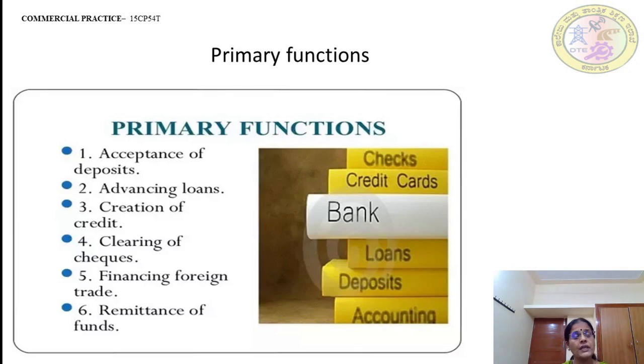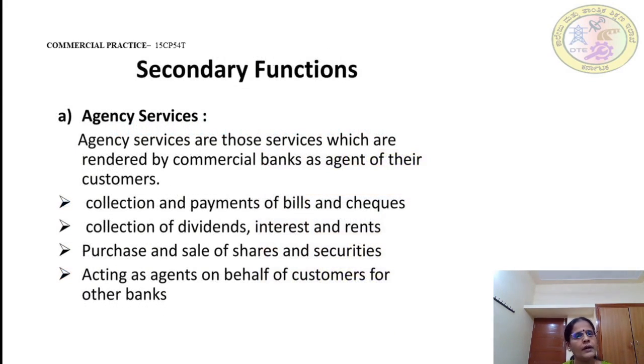The various ways of creating money are advancing of loans, allowing overdrafts, providing cash credit, discounting bills of exchange, and purchasing of securities. Thus, the existence of banks is based on performing the basic functions, and these basic functions are the primary functions of the bank. On understanding the primary functions, we have to understand what the secondary functions are. The secondary functions of a bank are basically divided into two categories.